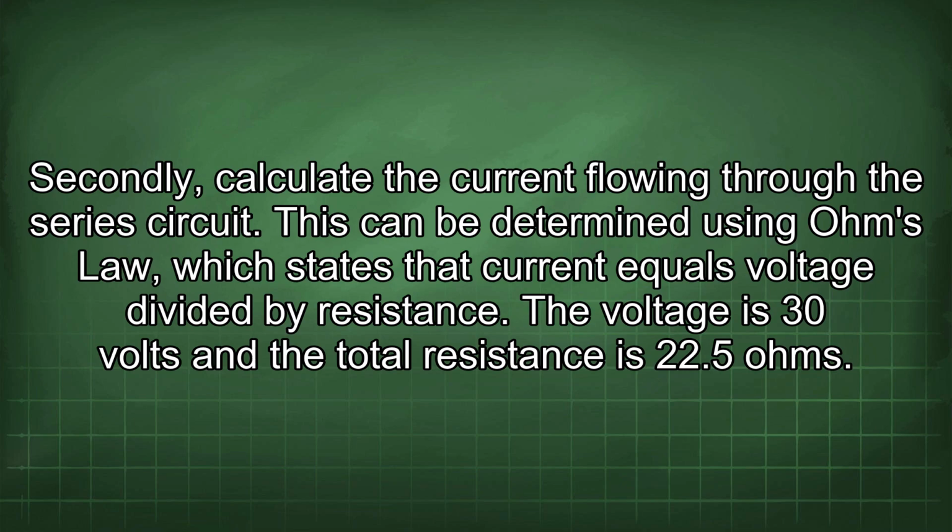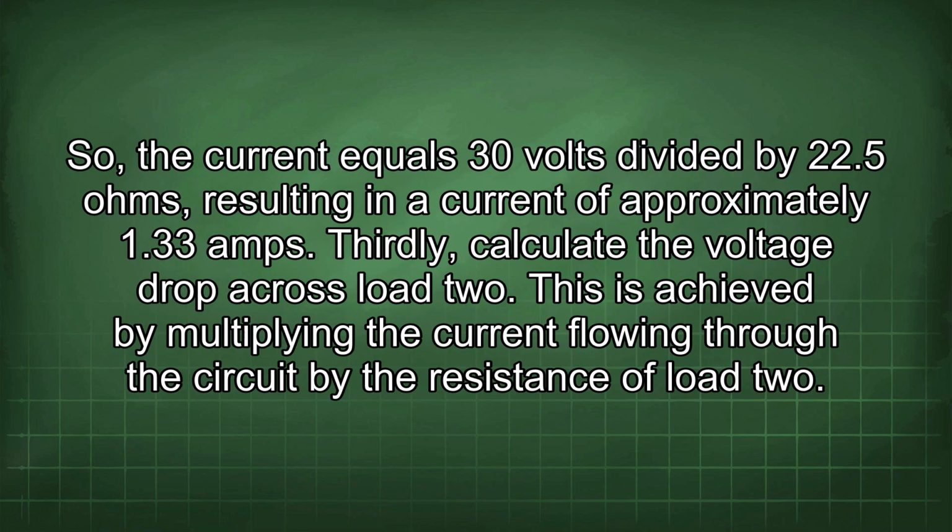This can be determined using Ohm's law, which states that current equals voltage divided by resistance. The voltage is 30 volts and the total resistance is 22.5 ohms. So, the current equals 30 volts divided by 22.5 ohms, resulting in a current of approximately 1.33 amps.